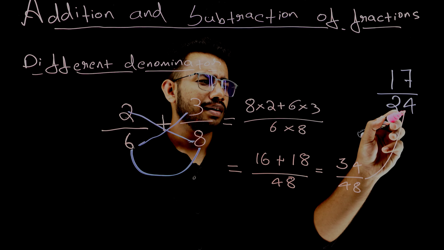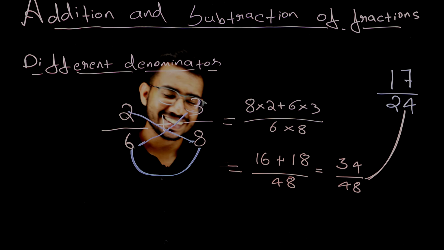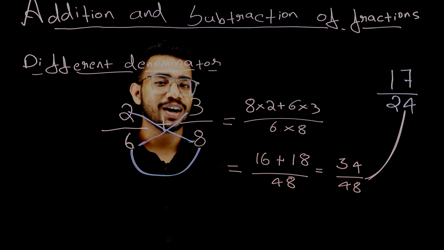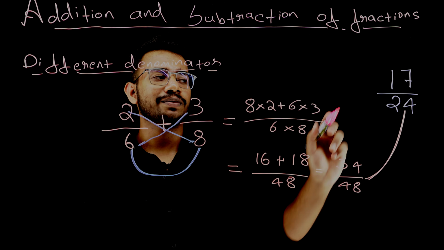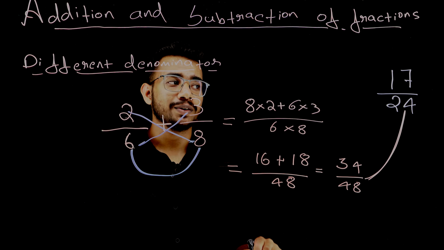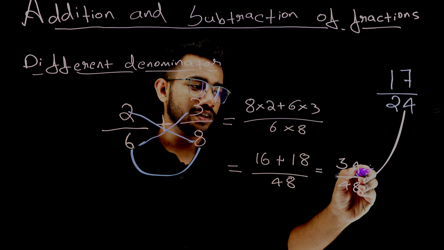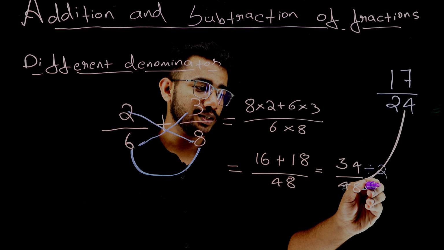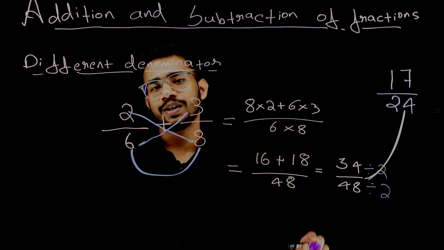Now, are they the same here? Yes, they are indeed the same. Why? Because 34 over 48 is an equivalent fraction of 17 by 24. And how can I get 17 by 24 from 34 by 48? I just have to divide by 2. 34 divided by 2 is 17, and 48 divided by 2 is 24.